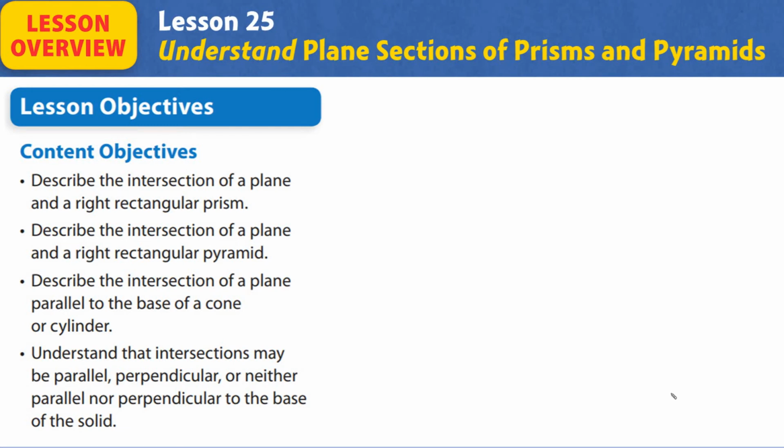Lesson 25. Understand plane sections of prisms and pyramids. Lesson objectives, content objectives. Students will be able to describe the intersection of a plane and a right rectangular prism. Students will be able to describe the intersection of a plane and a right rectangular pyramid.